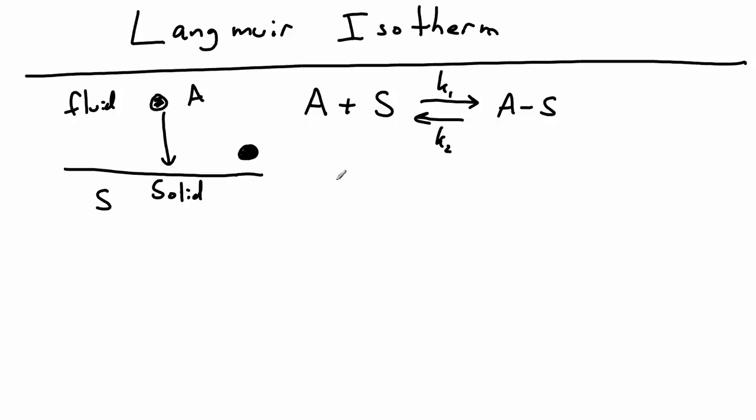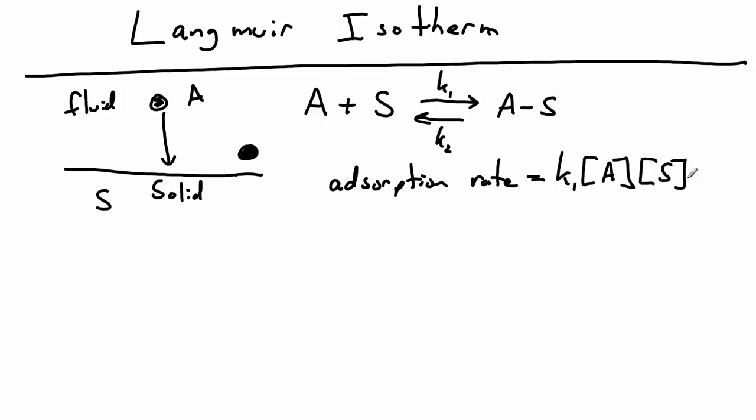And so we can say the forward rate, or adsorption rate, is equal to, since these are single elementary steps, we can get the molecularity by looking at the mechanism, and then we can turn that into the order of the reaction. So we can see it's going to be K1 times the concentration of A times the concentration of surface. Okay, that sounds crazy, but we'll come up with a fix for it in a minute. So we'll just leave that for now.